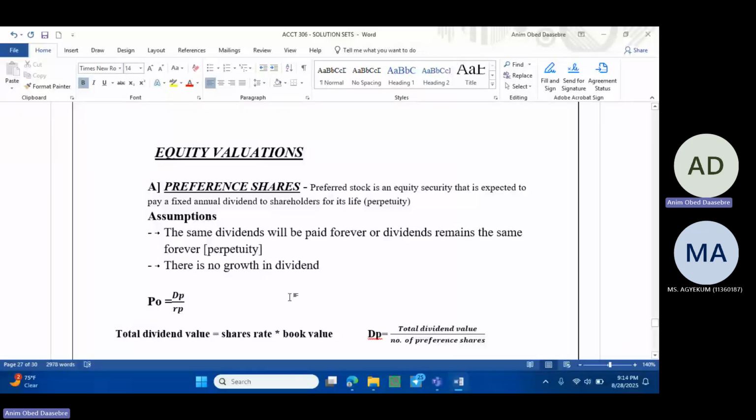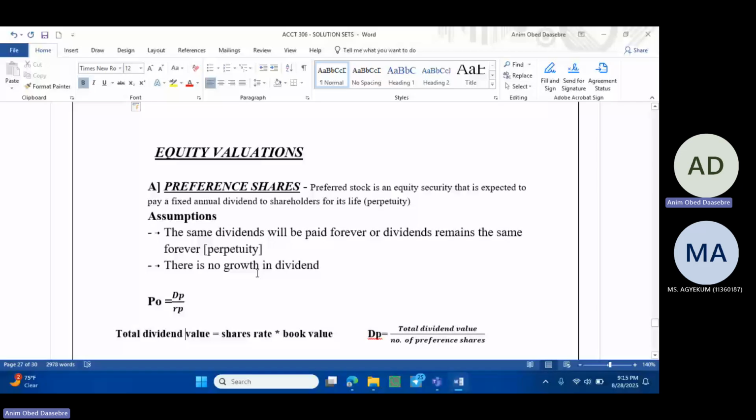The market value of what? Shares. Then you do the same for the ordinary shares. You find the price of ordinary share, you multiply it by the number of ordinary shares outstanding. Then you add the two, and you get the total market value for equity.